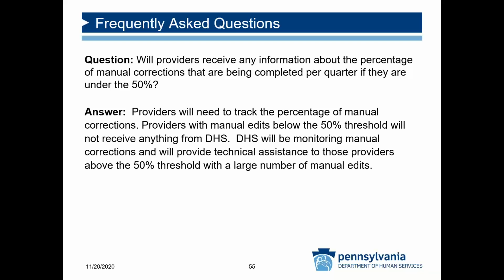So will providers receive any information about the percentage of manual corrections that are being completed if they are under 50%? Providers will need to track the percentage of manual corrections on their own, and providers with manual edits below the 50% threshold will not receive anything from DHS on a quarterly basis, but we will be monitoring the manual corrections and provide technical assistance as needed.